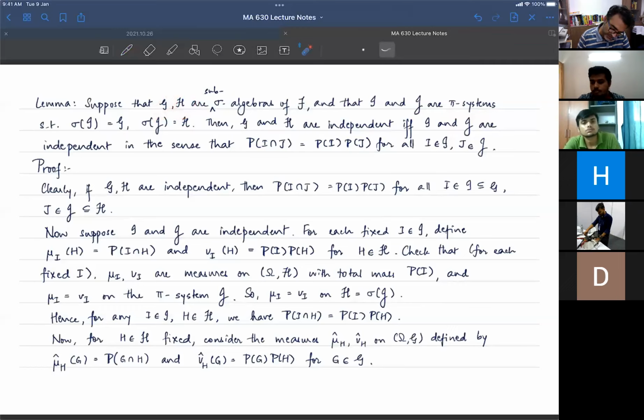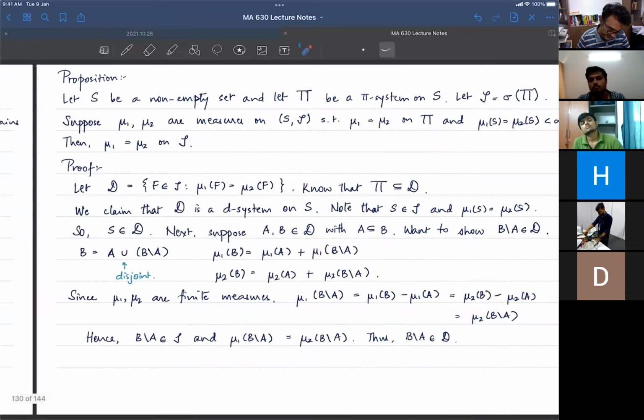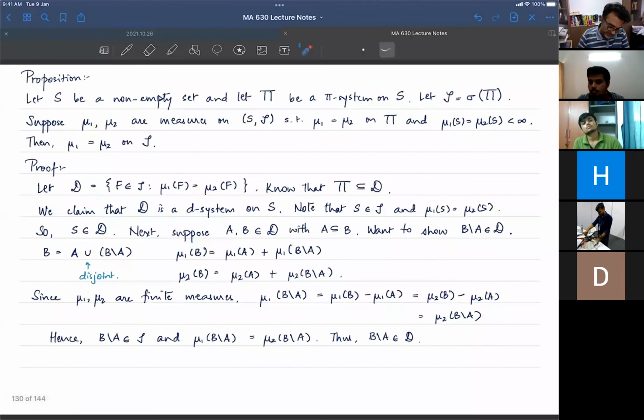The answer is, suppose I and J are pi systems, whatever that means, such that the sigma algebra generated by I is G and the sigma algebra generated by J is H. And suppose I and J are independent, then you can be sure that G and H are also independent. Okay, so this is what we're kind of going towards. Another use of this is the following. So right now I'm just giving you some motivation why we're talking about pi systems, why we will be doing certain theorems. So one motivation I already gave you about independence.